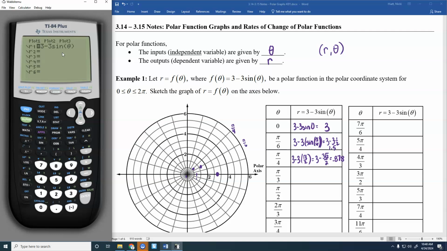All right, now I want to look at the table first, because I do want us to plot these by hand here, but the table will help us do that a lot faster. So if we go to table, press second graph. Depending on how your table is set up, you may be going up by whole numbers here, and that is not what we want, because we want pi over 3, pi over 2, 2 pi over 3, and so on.